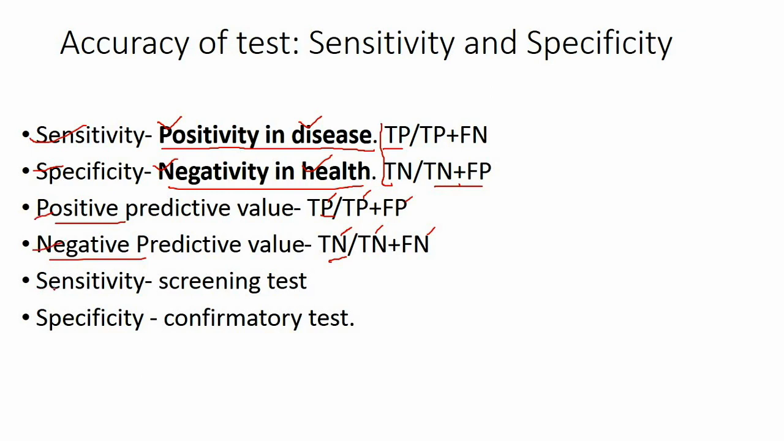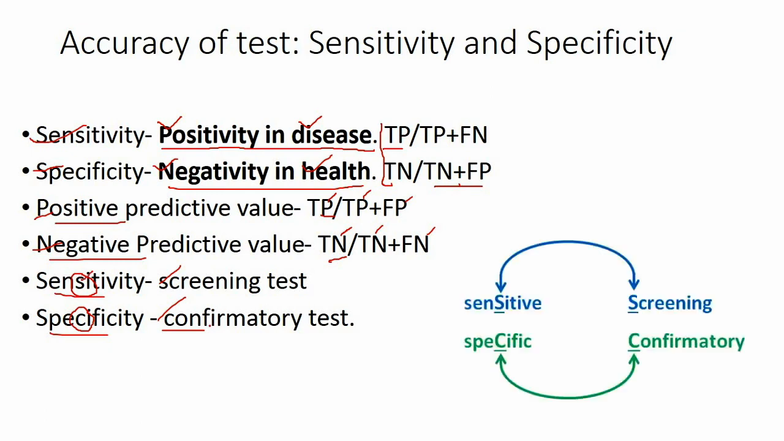When the test has good sensitivity, then we use it as a screening test. When the test has good specificity, we use it as a confirmatory test. For example in HIV, ELISA is a good screening test because it has good sensitivity. Western blot test is a confirmatory test because it has good specificity. So you can remember with the 4th letter: sensitivity for screening, specificity for confirmatory test. So the 4th letter is the mnemonic here, specificity for confirmatory test and sensitivity for screening test.